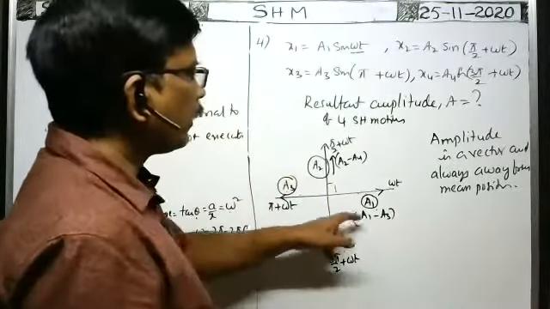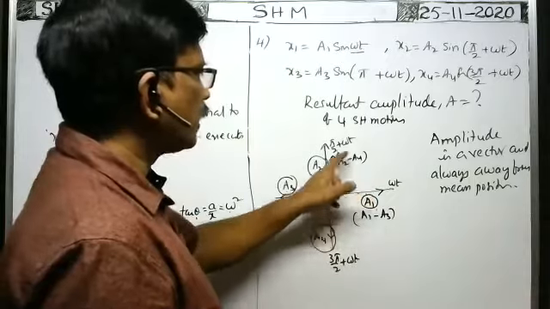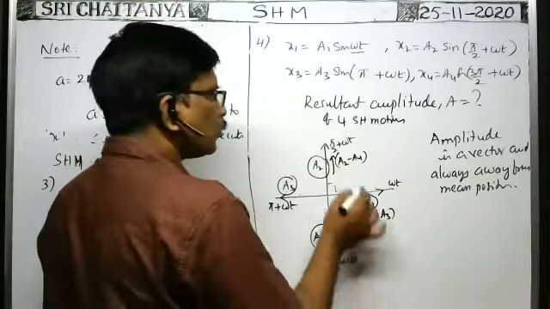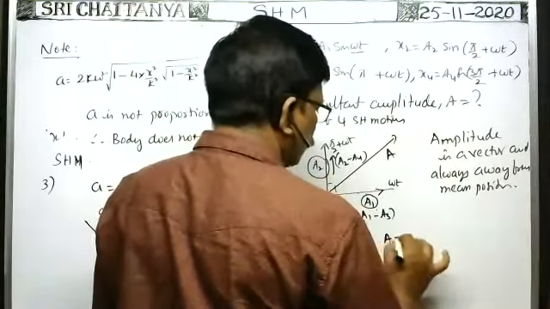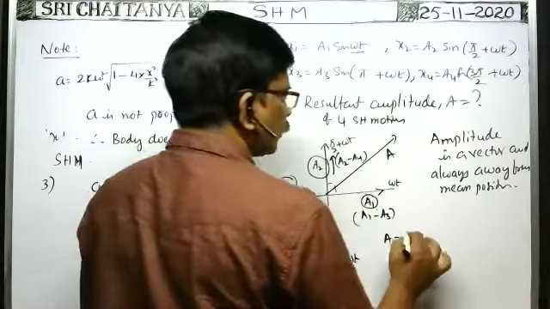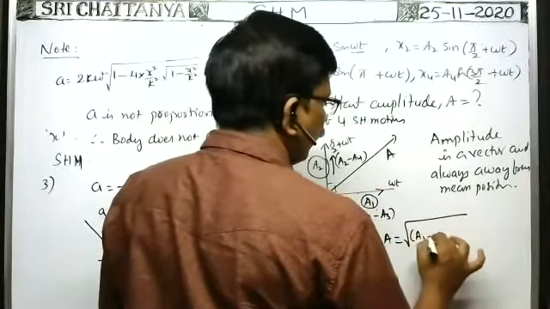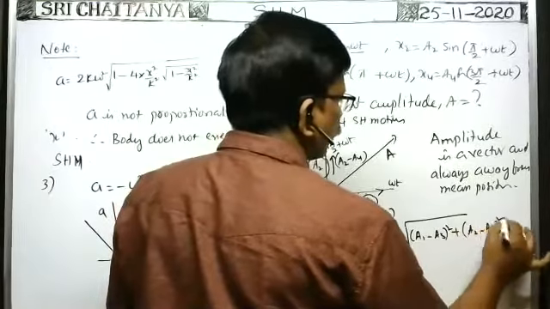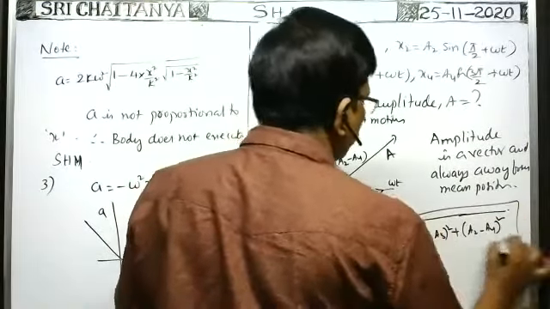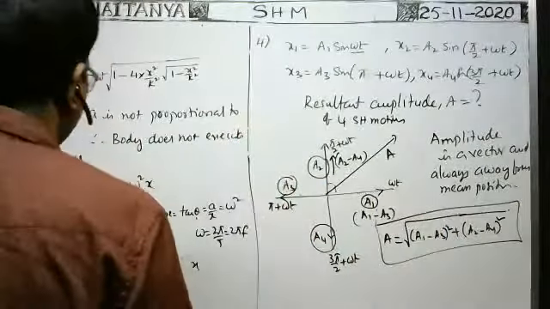Now, a1 minus a3 is in this direction, a2 minus a4 is in this direction. As these two are perpendicular, the resultant amplitude of these two is A, which is equal to, we just need to find the resultant of these two, square root of (a1 minus a3) whole square plus (a2 minus a4) whole square. That's all. It is the resultant amplitude. It is also a very, very important concept.